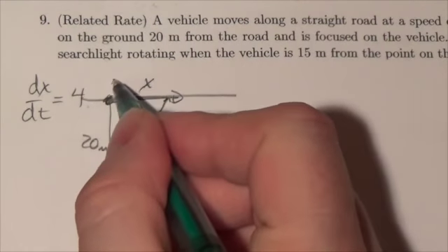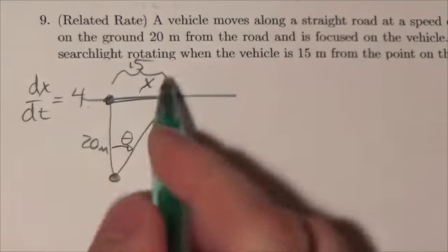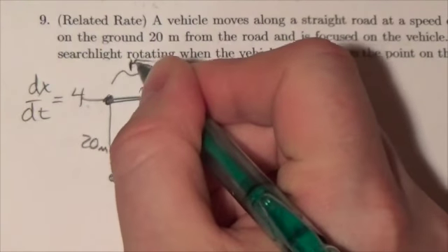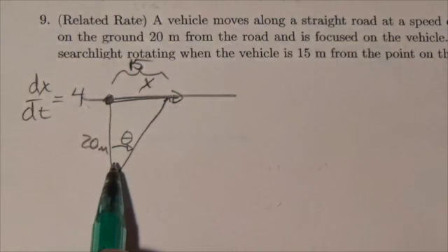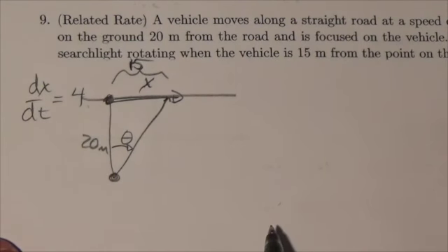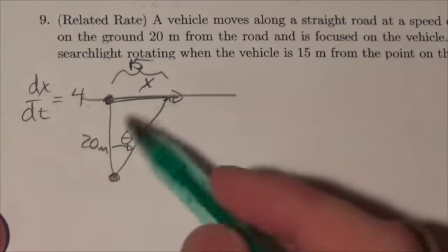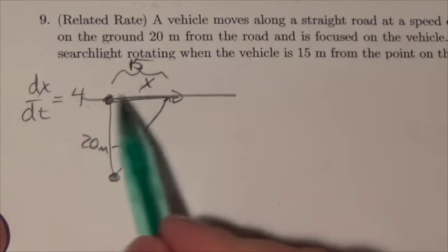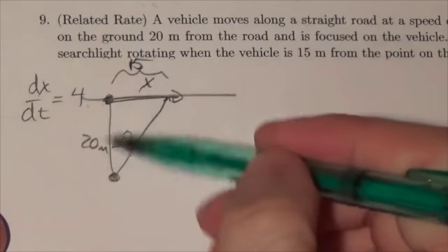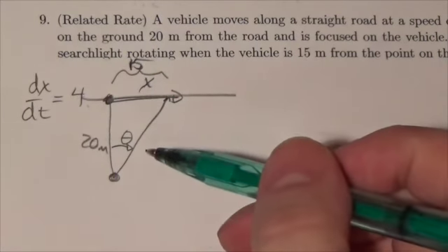So in other words, we're given the information that this is now going to be 15, for some specific moment. And at that moment, I am interested in what d theta/dt is, what the rate of rotation is. Well, let's take a look at the information that I'm given here. I'm given some information about x, and I know that the distance the searchlight is from the road is a constant.